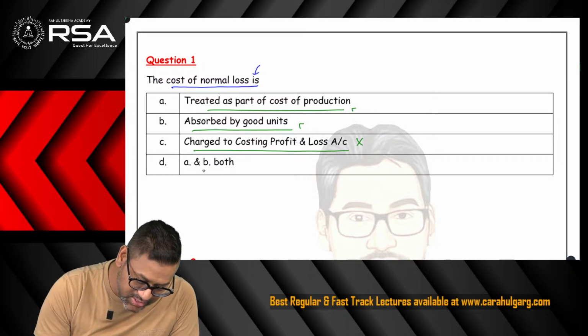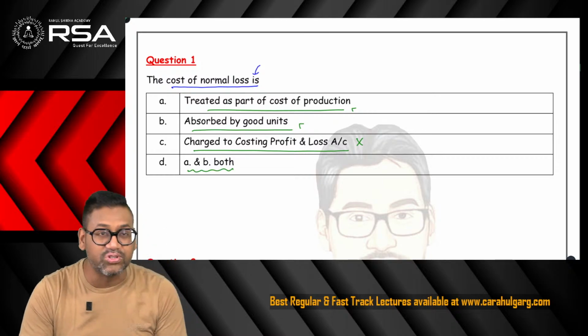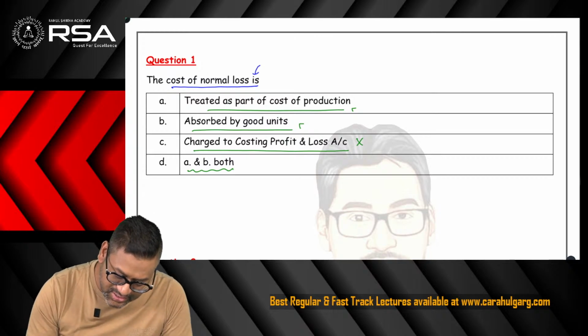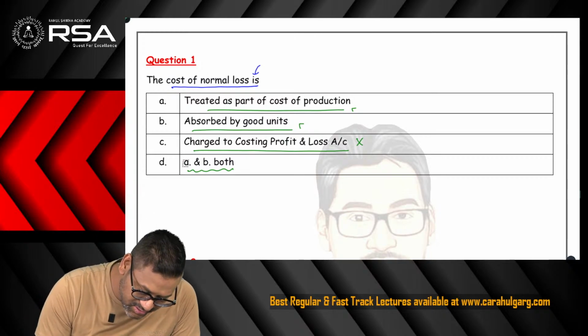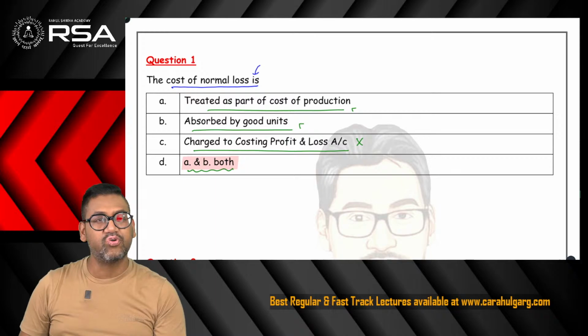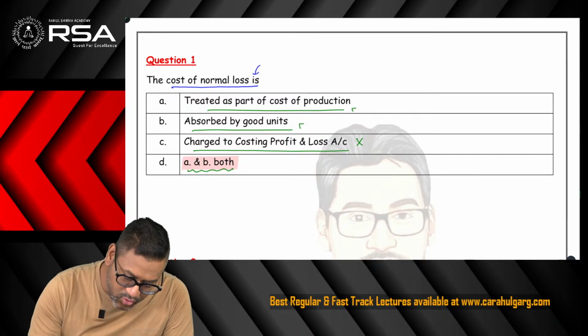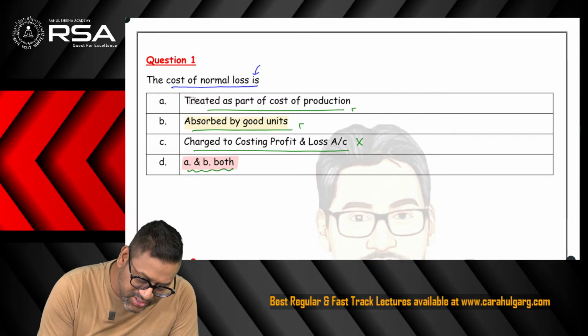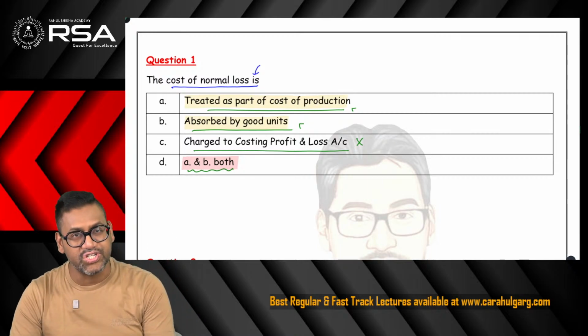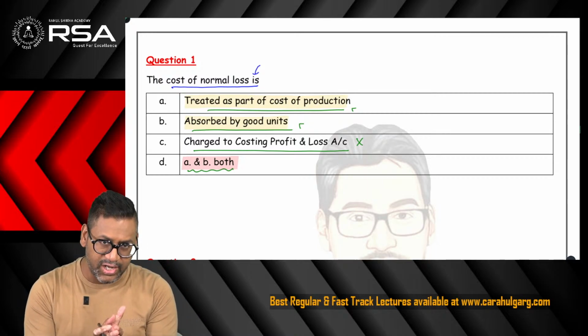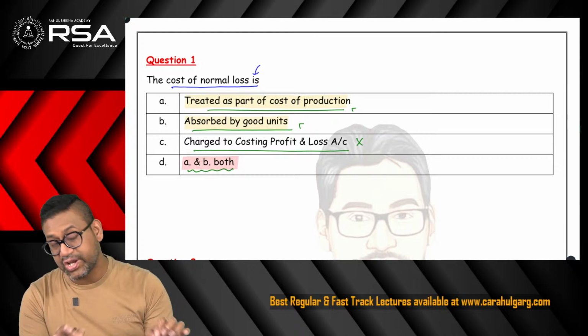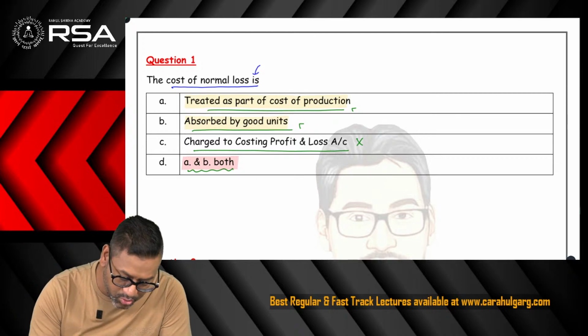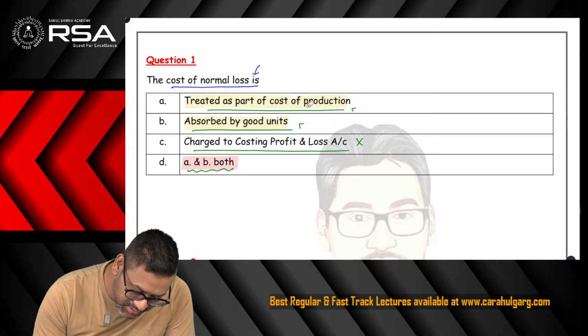And the last one says A and B both. Yes, this is our correct answer. The cost of normal loss is absorbed by good units, as well as it is treated as a part of cost of production. So A and B being correct, the most correct option will be option D because it includes both A and B.